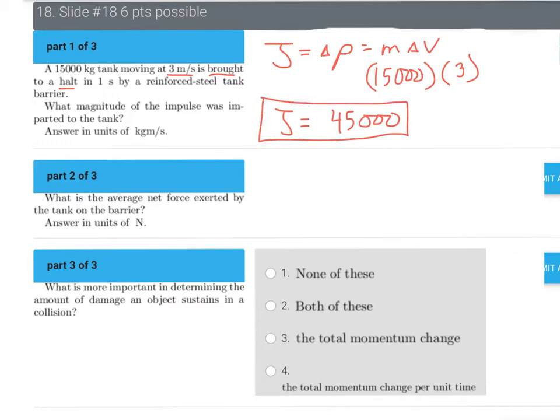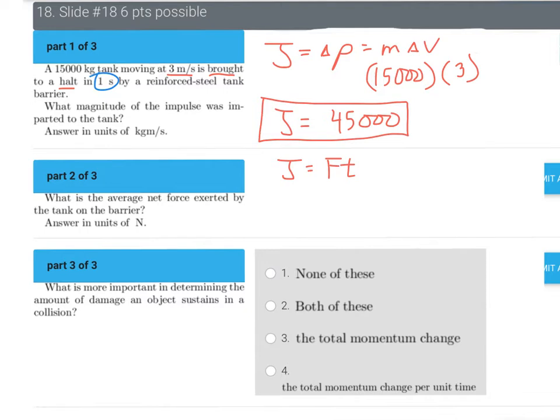For part 2, the other equation we have for impulse is force times time. And this one's asking us for force. So we do know what the impulse is. That's what we solved for in part 1. And we know what the time is. For me, the time is going to be just 1 second.